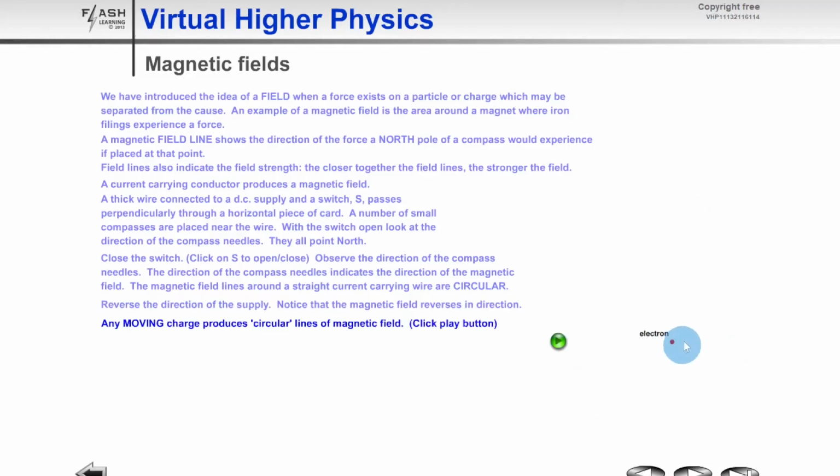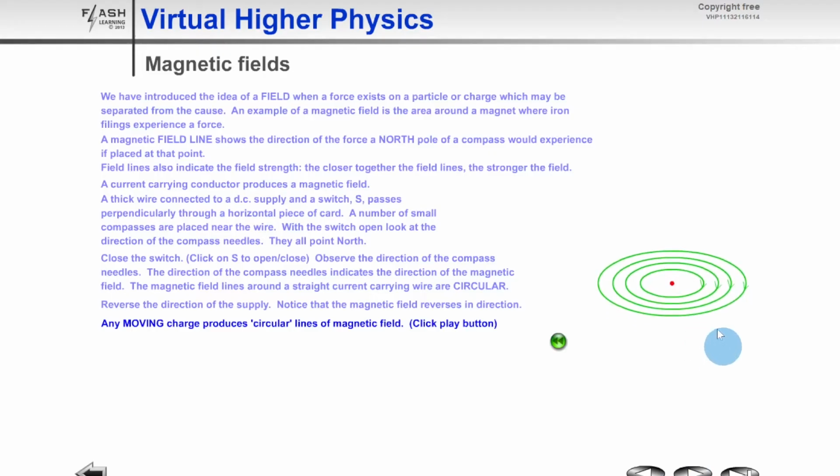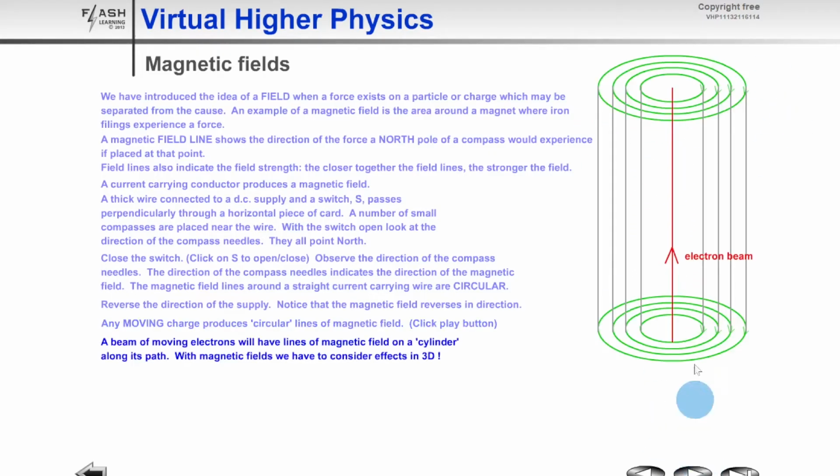So we can think about these moving charges, these electrons, as moving through our wire, which is going to exert a magnetic field around the wire. And it will look like this. So there's our current flow or electron beam upwards and our magnetic field direction, which is circular.